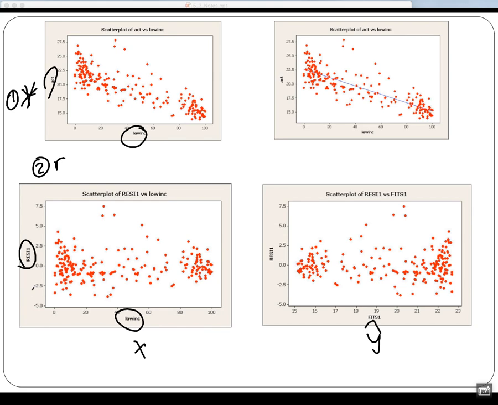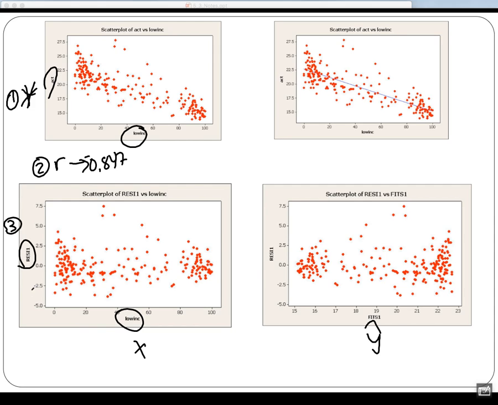Then you're going to calculate the R value, which in this case is negative 0.847, which indicates a strong negative relationship. Third thing that you're going to do is look at the residual plot. Does this residual plot look like it has a pattern of any type? No, it looks pretty random.